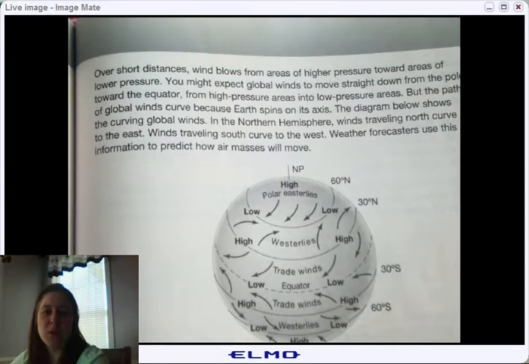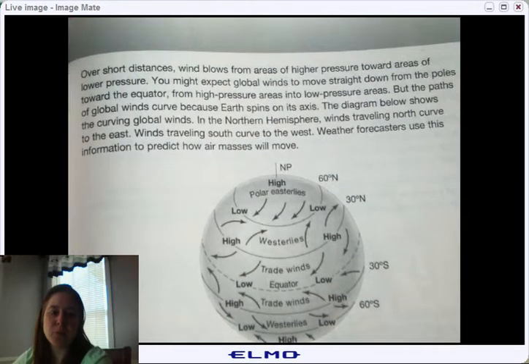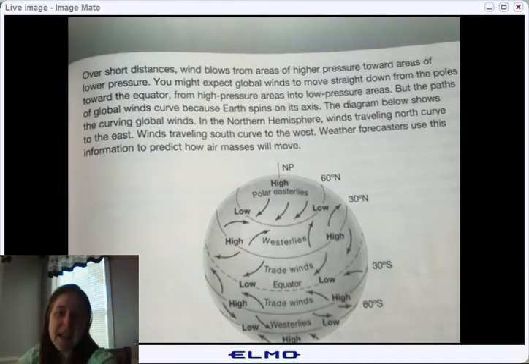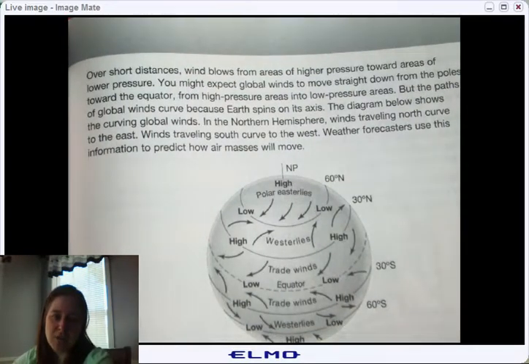You might expect global winds to move straight down from the poles toward the equator, from the high pressure areas to the low pressure areas. But the paths of global winds curve because Earth spins on its axis. This diagram below shows the curving of global winds. In the northern hemisphere, winds traveling from the north curve to the east, winds traveling from the south curve to the west. Weather forecasters use information to predict how air masses will move.